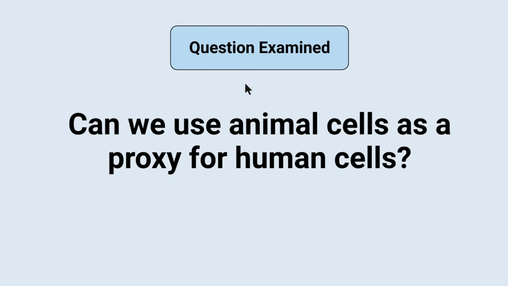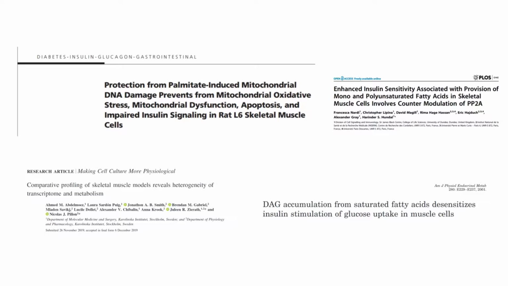I'll be providing some evidence. The question we're going to be examining, as I mentioned, is: can we use animal cells as a proxy for human cells? And this comes from information that I covered in this paper. I actually covered another paper by this group as well, but I wanted to throw up one of the titles. You can see that it's in rat L6 skeletal muscle cells. There were a lot of really striking results found on oxidative stress, insulin signaling, and a series of different measures on the effect that palmitate, this saturated fat, had on not only mitochondrial health, but also on insulin signaling.